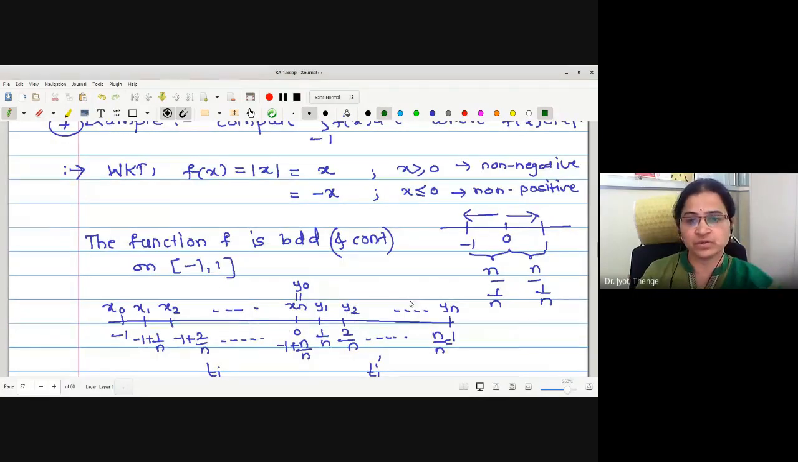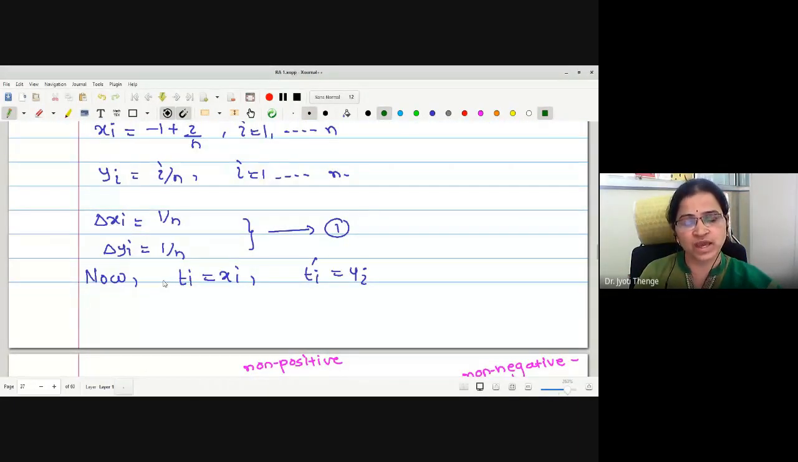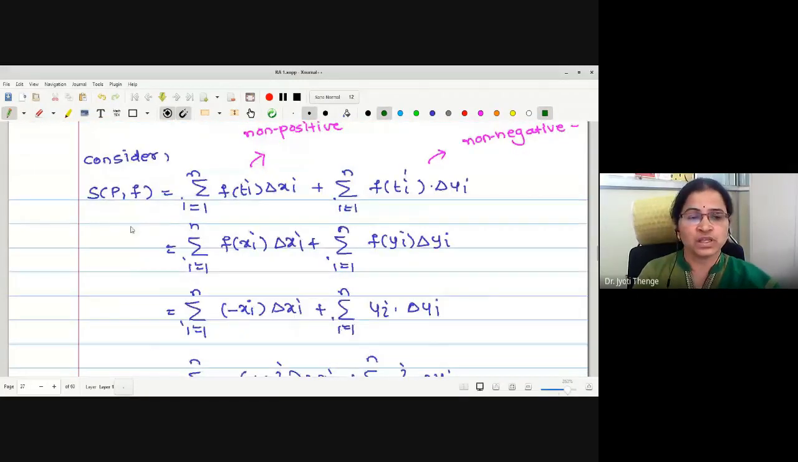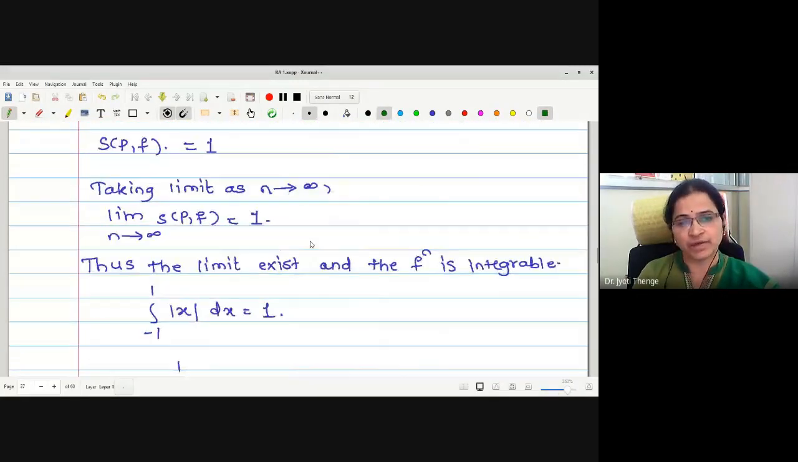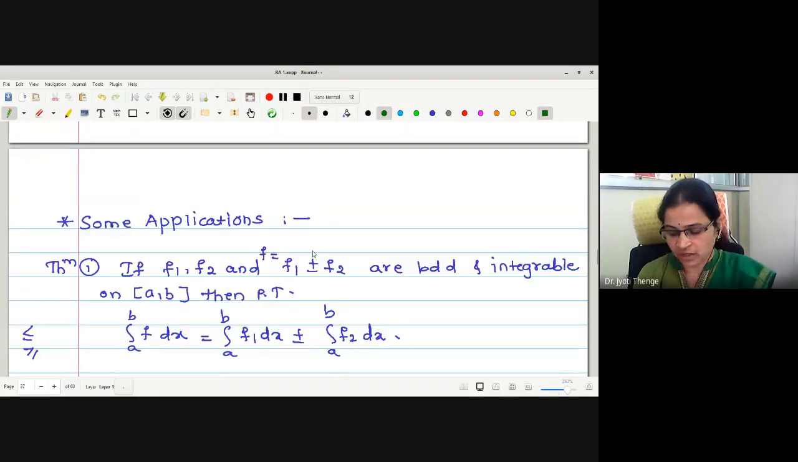The method we used is that we made n equal parts of the non-negative side and n equal parts of the non-positive side, and with a similar procedure of finding the partition, finding the values of xi, delta xi, we found the value of a Riemann sum, and finally took the limit as n tends to infinity. If the limit exists, we say the function is integrable, and the limiting value is nothing but the value of the integration. Under some applications, we have seen the theorem.